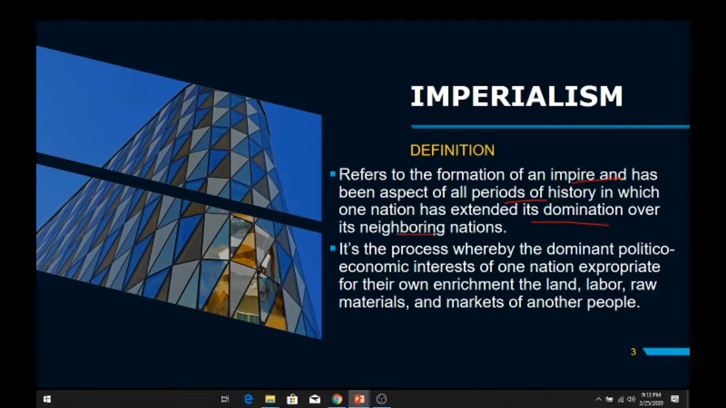The second definition is that it's a process whereby the dominant politico-economic interests of one nation expropriate, for their own enrichment, the land, labor, raw materials and markets of another people. So this second definition is basically saying that imperialism is the domination of weaker nations by dominant nations, using them for their own benefit.